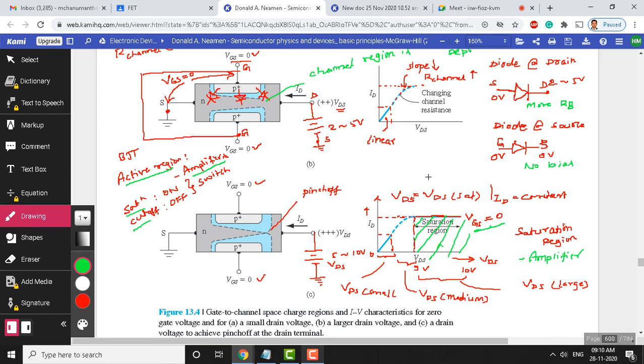If you go for a higher value of VGS, the curve will be above like this. It will be the same curve, it moves above. So for VGS equal to 0, if you keep varying VDS, at some point of drain source voltage the current becomes almost constant. That is going to be the saturation region.